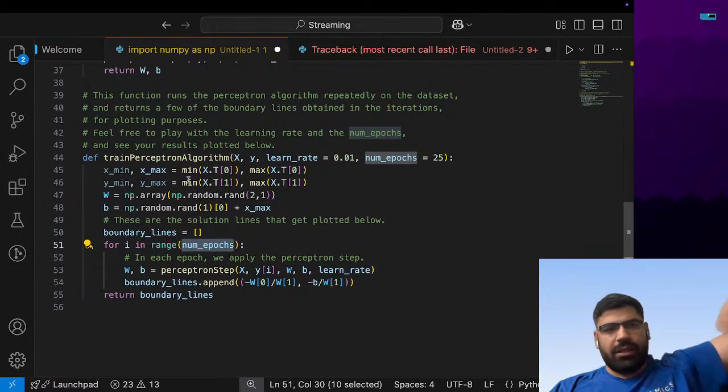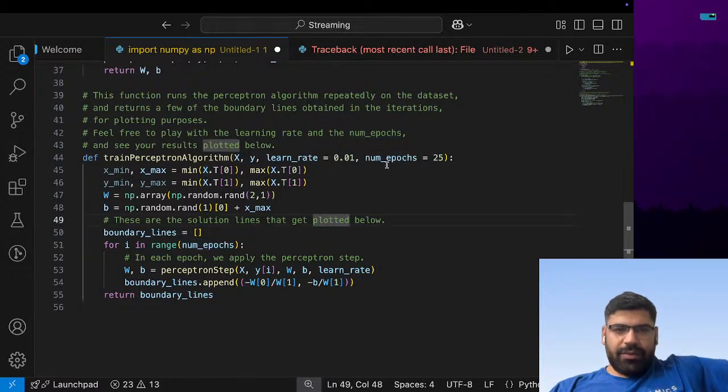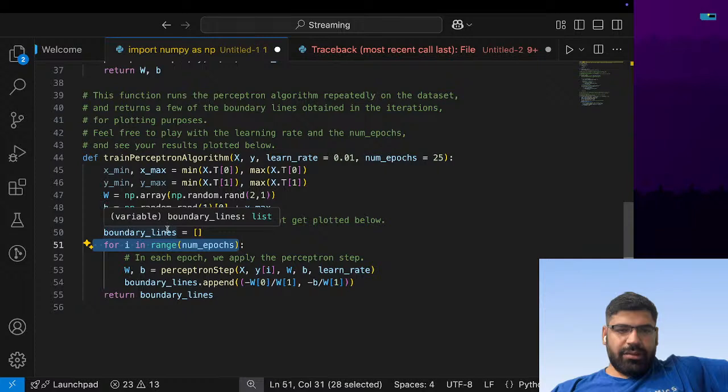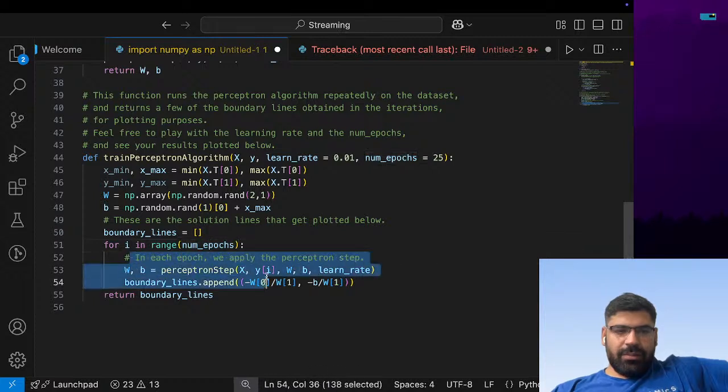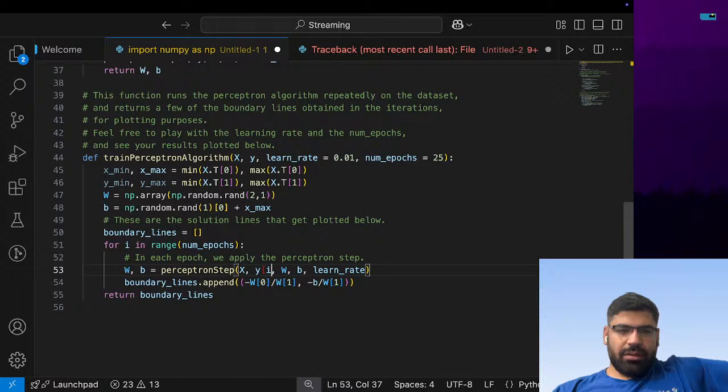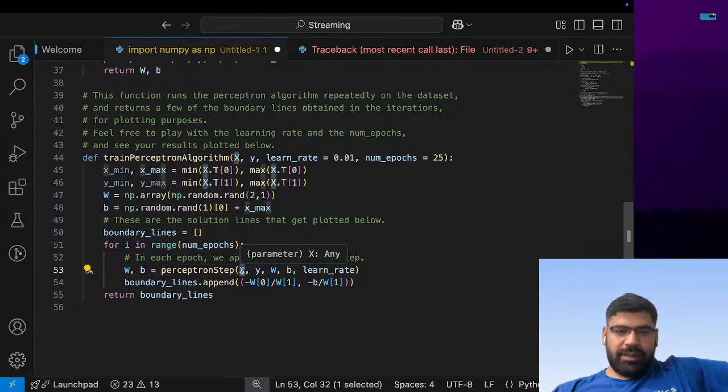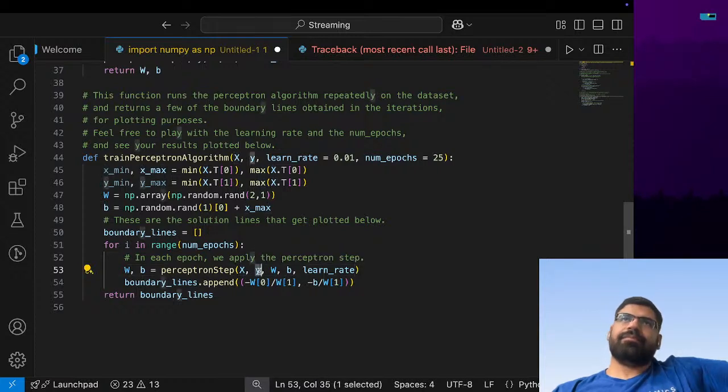So we see the training perceptron algorithm. We have the number of epochs as 25. It will run for 25 boundary lines. In each epoch, we apply the X coordinates, which is an array, and the weights, another array. Then bias, learning rate and Y. Y is the label that was given.